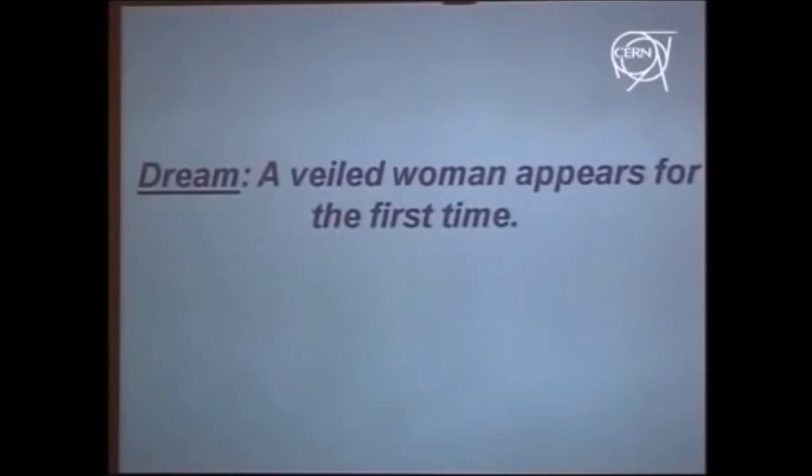Pauli dreams of a veiled woman who appears for the first time. Jung tells him her technical name is Anima, and that a figure appears and not a symbol means that autonomous activity is brewing in Pauli's unconscious. Something is about to happen.